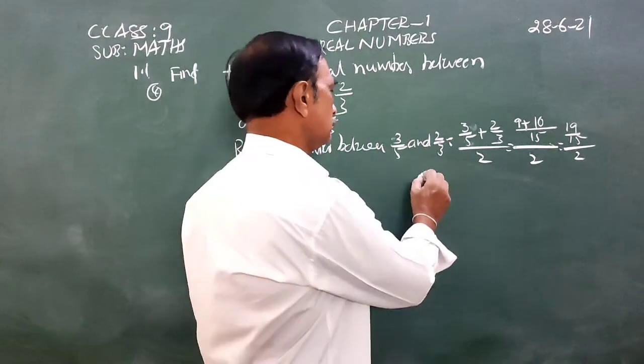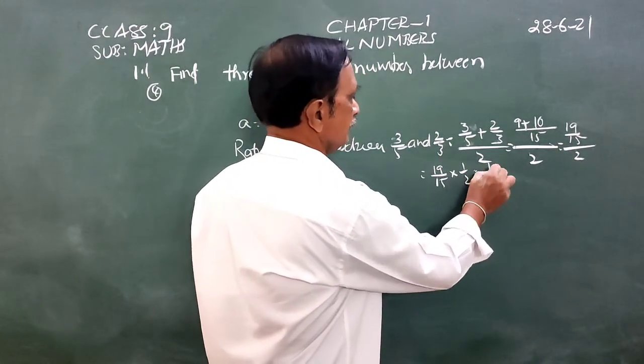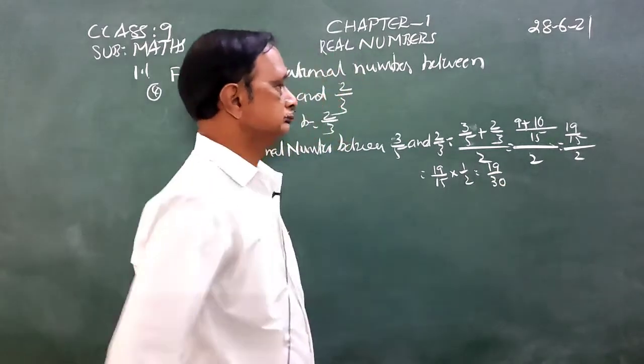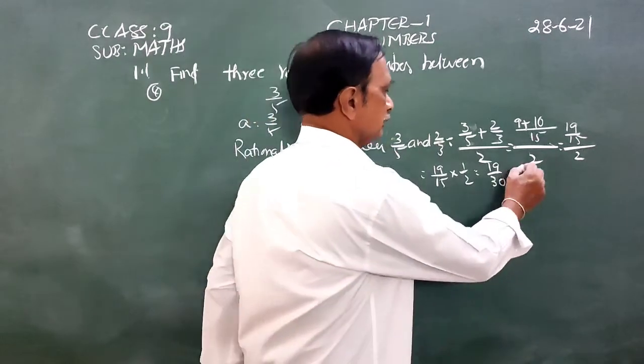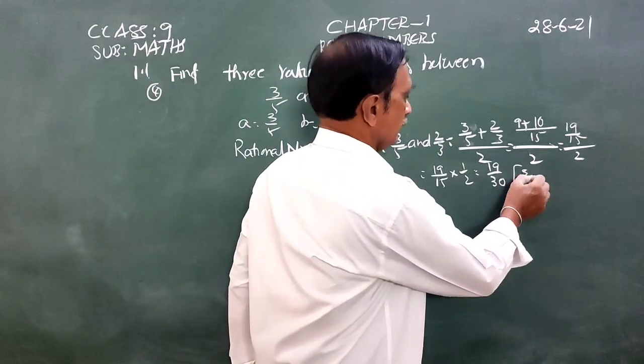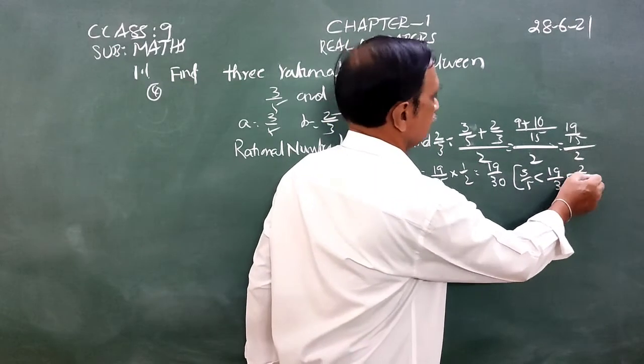Can be written as what? 19 by 15 into 1 by 2. That is 19 by 30. Where 19 by 30 lies between 3 by 5 and 2 by 3. So 3 by 5 less than 19 by 30 less than 2 by 3.